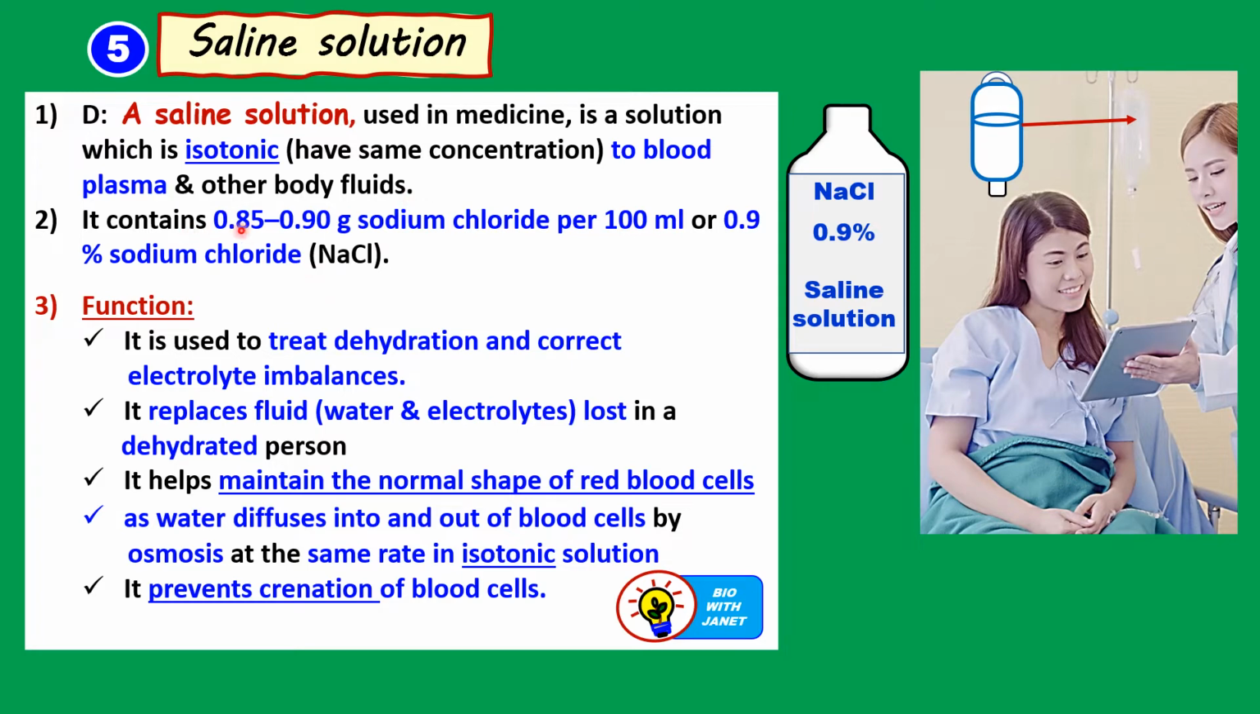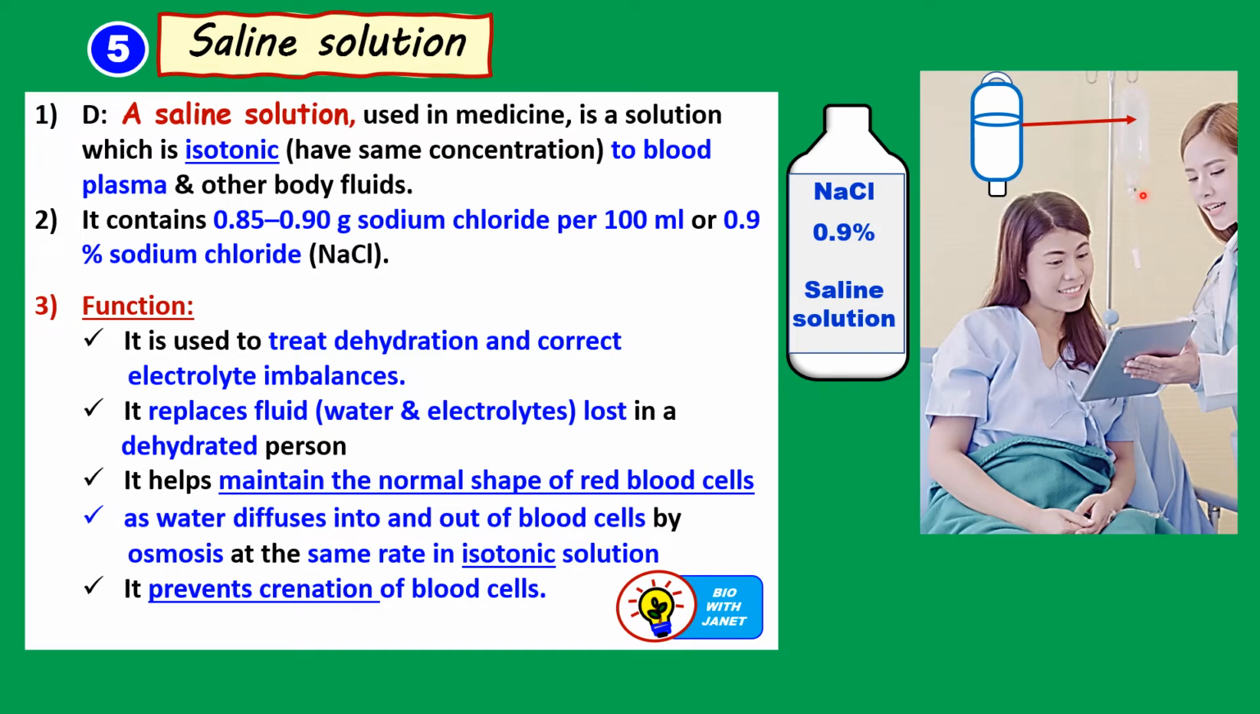Now, it contains 0.85 to 0.90 grams sodium chloride per 100 ml of the solution, or in percentage is 0.9%. It's 0.85 to 0.9% sodium chloride, as stated here. So it is used in the hospitals to treat dehydration and correct the electrolyte imbalances, or correct the lack of electrolytes in a person's body. So usually it's hung up like that. I can see one bottle here, but it's not very clear because it's a plastic bottle.